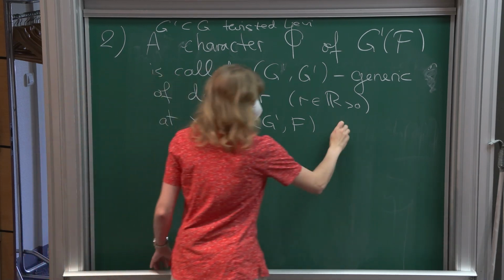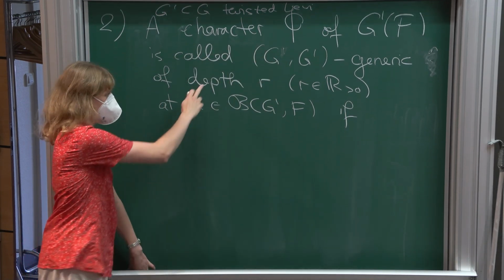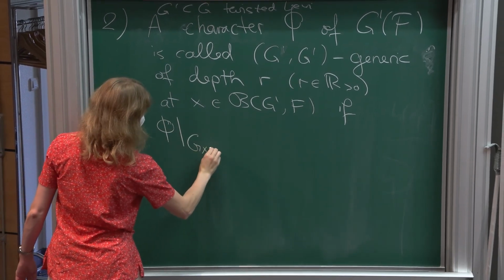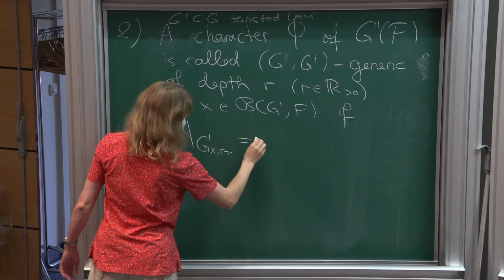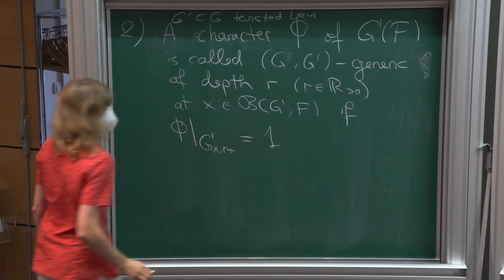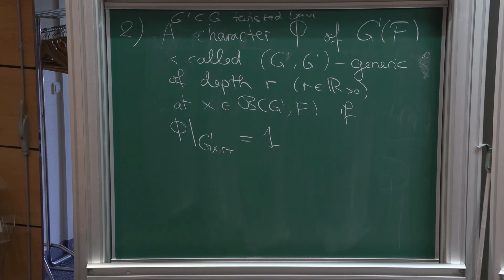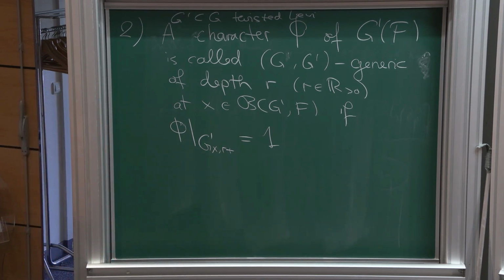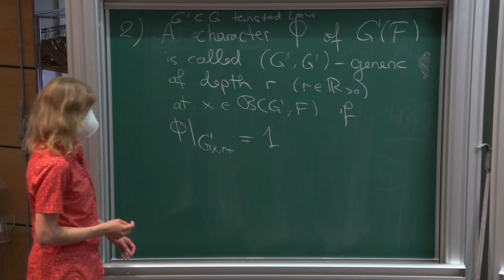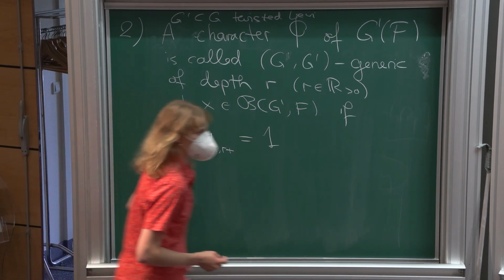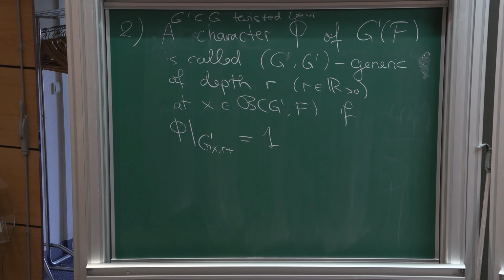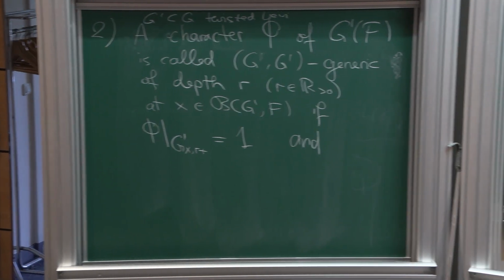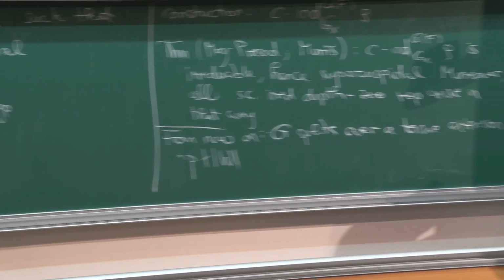If the following happens, well, it should be first of all a character of depth R. So I want that phi restricted to G prime X R plus is equal to the trivial character. So the only interesting thing, or the first interesting thing happens at X R. It's trivial at depth R plus. And so what do I want it to do at depth R plus? Well, I think I need more space, so let me move over here. If this holds, and moreover, let me first draw a picture to give you some intuition.